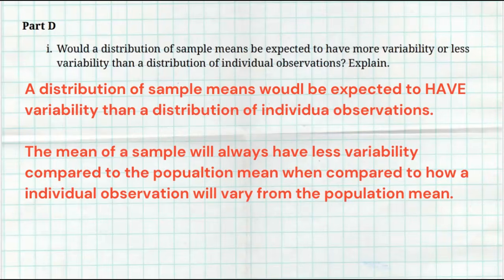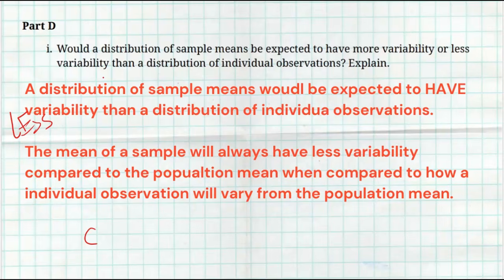And of course, you guys should know this, a distribution of sample means would be expected to have a lower variability. Sorry, I think there's a little bit of a typo there. Listen, I'm not an English student. A distribution of sample means would be expected to have less variability. I should say less right there, real big. Less variability than a distribution of individual observations.